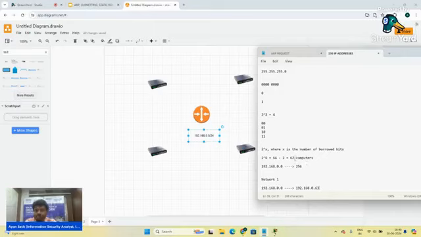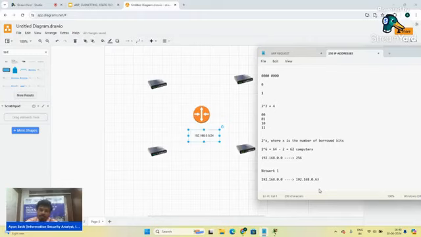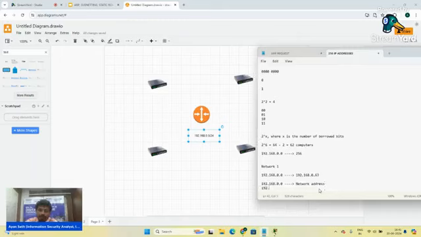Why? Because 62 computers can be connected to each network. Actually 64, but two addresses are reserved. One is for the network address and another is for the broadcast address. So here we are writing 192.168.0.0 to 192.168.0.63. That means 64 IP addresses, as we are counting from zero, right? Among these 64 IP addresses, 192.168.0.0 will be the network address, and 192.168.0.63 will be the broadcast address.